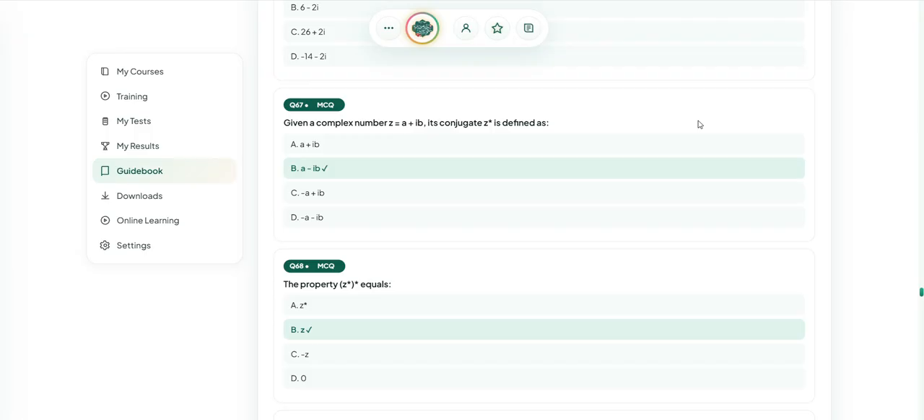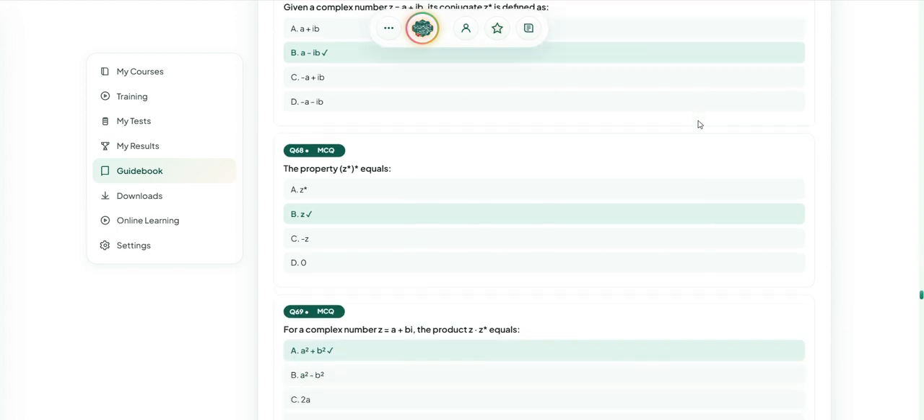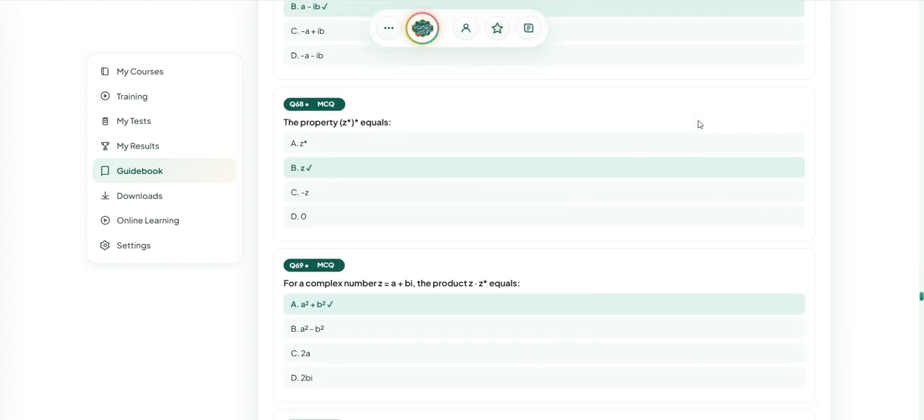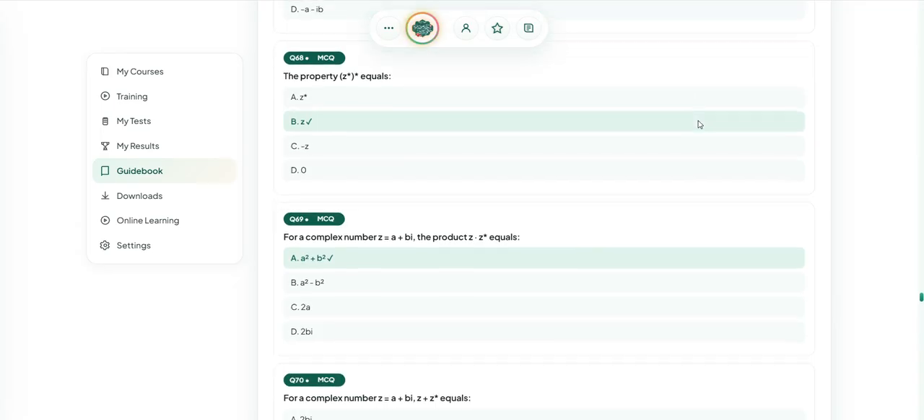Given a complex number z is equal to a plus ib, its conjugate z star is defined as a minus ib. The property: z star star equals z.